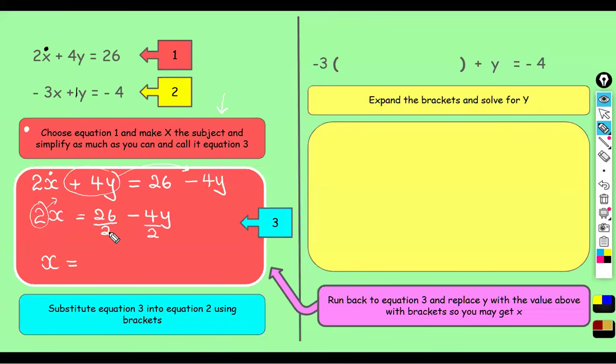26 divided by 2. Remember, we're dividing by nice values. 2 is the best value in the world. 26 divided by 2 is 13. And 4 divided by 2 is 2. And don't forget Mr. Y. This is who? Mr. Equation 3. How many of you have this equation 3 exactly correct? I mean, value for value.